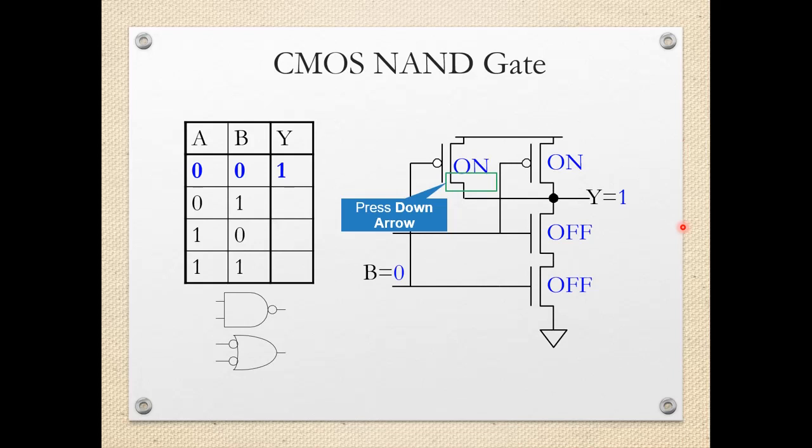Take the first condition, A is 0, B is 0. So just check, when A is 0, it is connected to this P MOSFET. So the P MOSFET will be on and the N MOSFET will be off. Now this is the B input which is connected to this MOSFET. Again B is 0 means this MOSFET is also on and this is off.